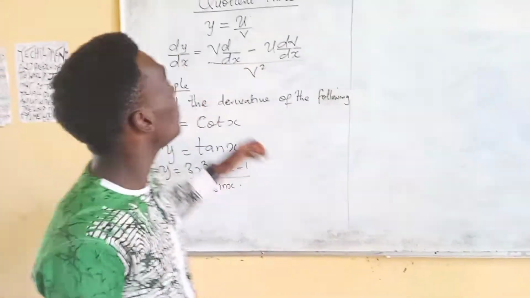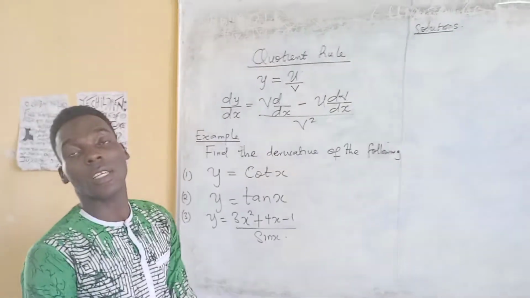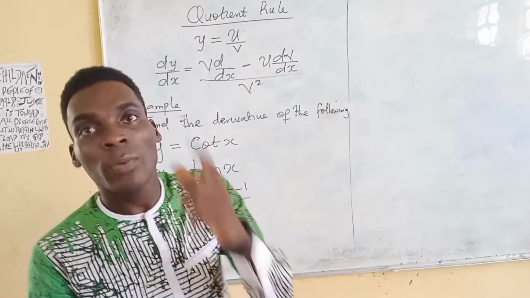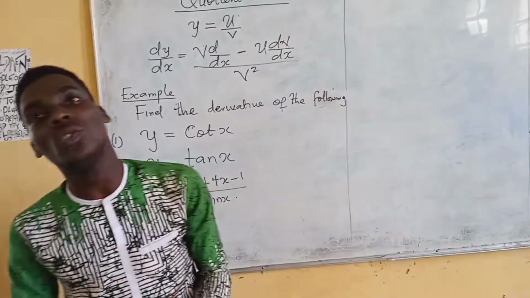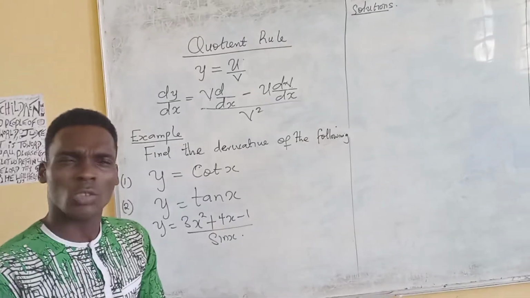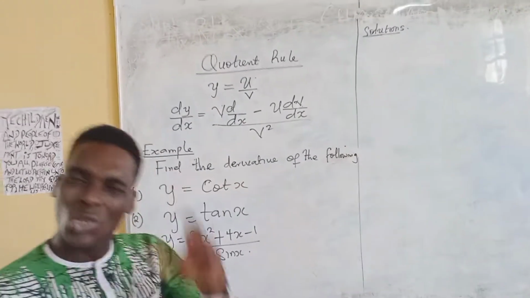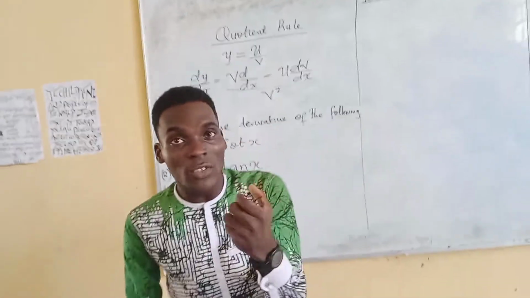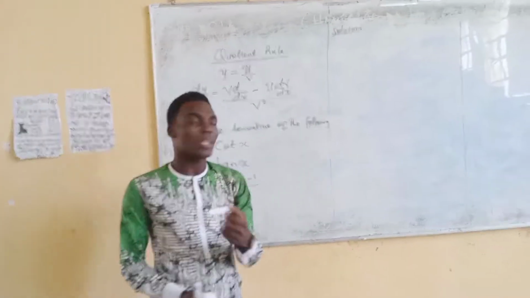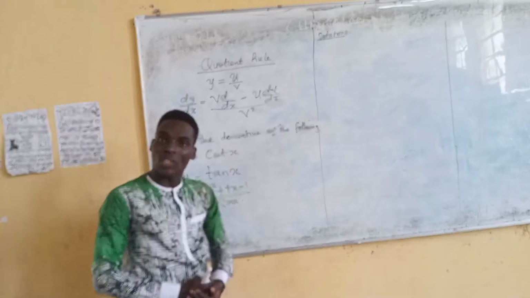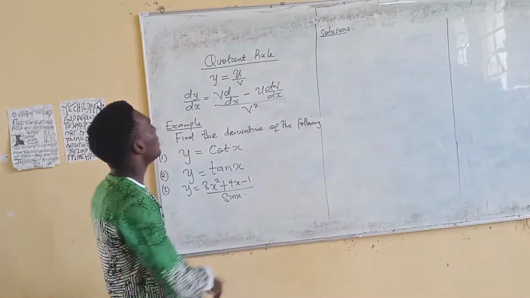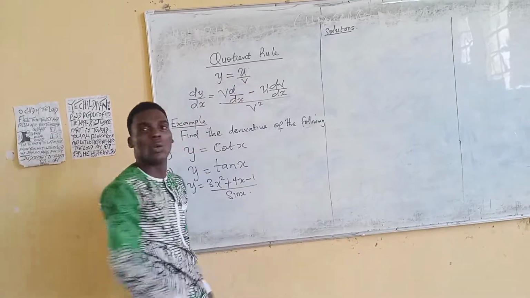I'm going to be explaining one of the important concepts in differentiation, which is known as the quotient rule. In my previous video, I explained how to use the product rule. So today we're going to be explaining how to use the quotient rule. Now, the word quotient means division. So if I have two functions dividing each other and I'm asked to differentiate, that is, to find the derivative of this function, then the appropriate rule to use is the quotient rule.